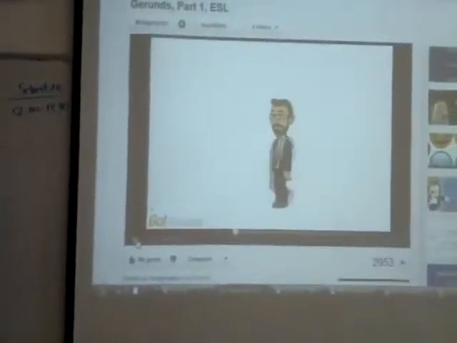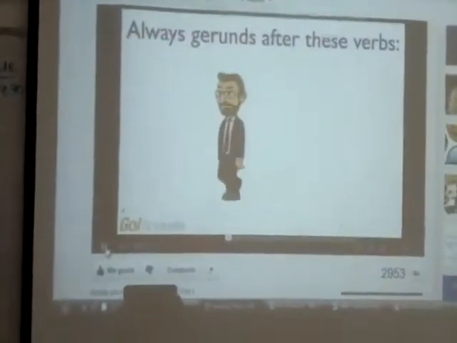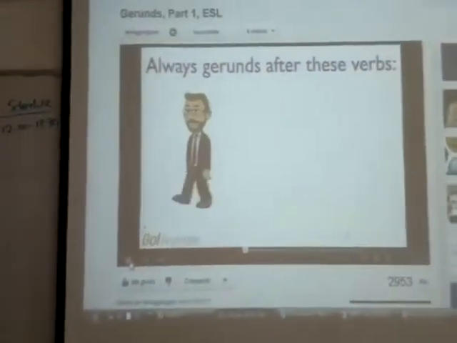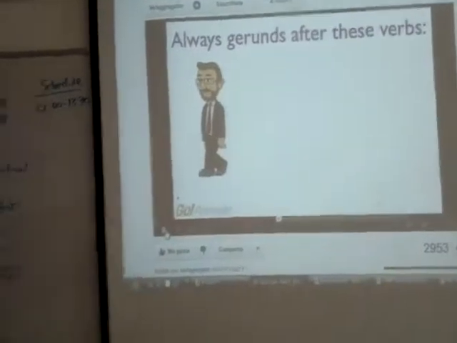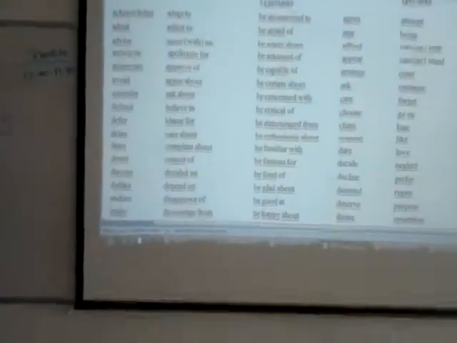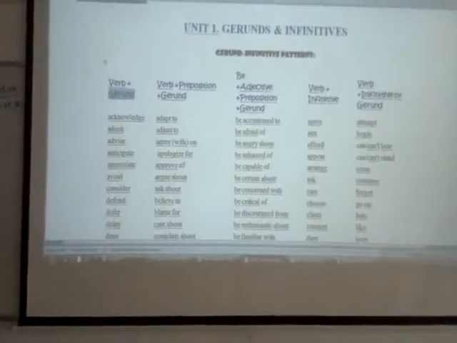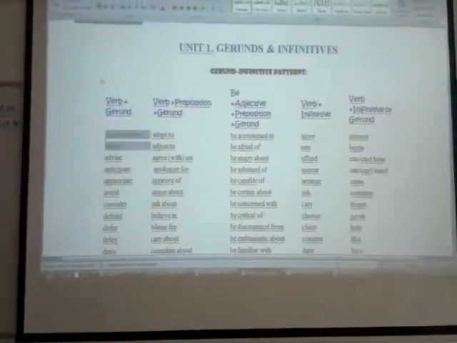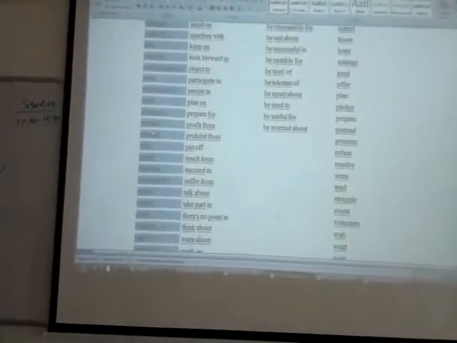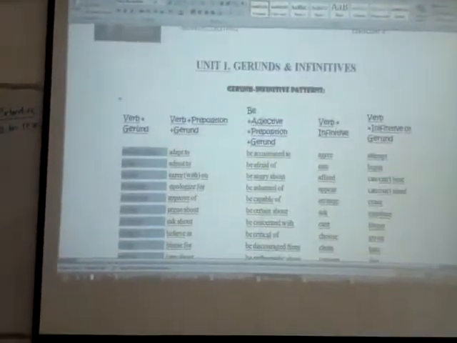After certain verbs, we always use gerunds and never infinitives. Okay, so he said we never use what? We never use infinitives. And for example, is this list right here. You see it? Verbs plus gerunds. All these verbs right here are followed by gerunds.